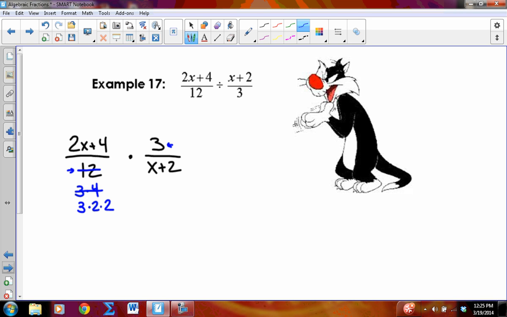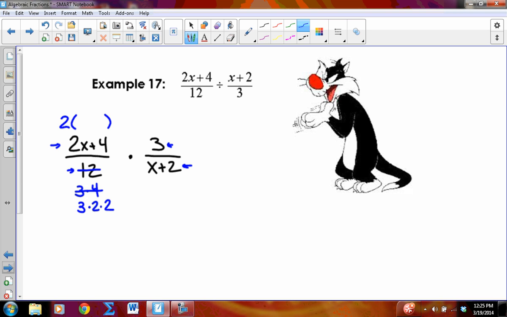Okay? X plus 2, that's a binomial, but there's nothing in common. The x and the 2 don't have any factors in common, and it's not squared, so I can't use reverse FOIL. So that's done. In this numerator, 2x plus 4, again, there's no quadratic, there's no x squared, so I'm not going with the double parentheses or anything like that. I'm just taking out a common factor of 2.